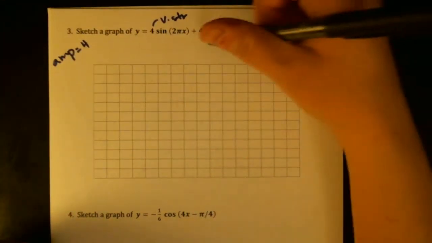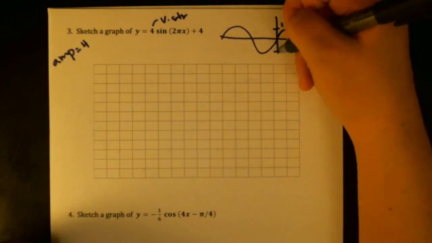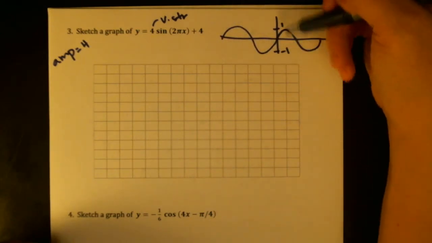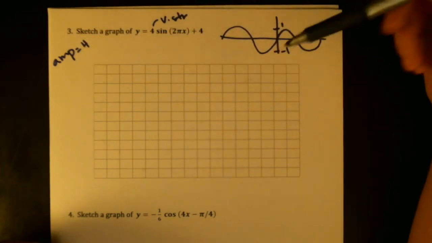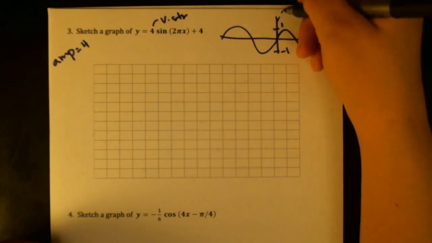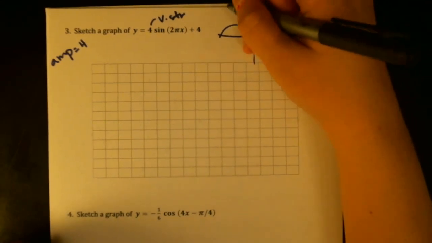So from the center, on the original graph, the center is the x-axis. We normally go up and down 1 unit to hit the top and the bottom. Now we'll have to go up and down 4 units. So this is quite a bit taller. Goes way up and way down and way up.